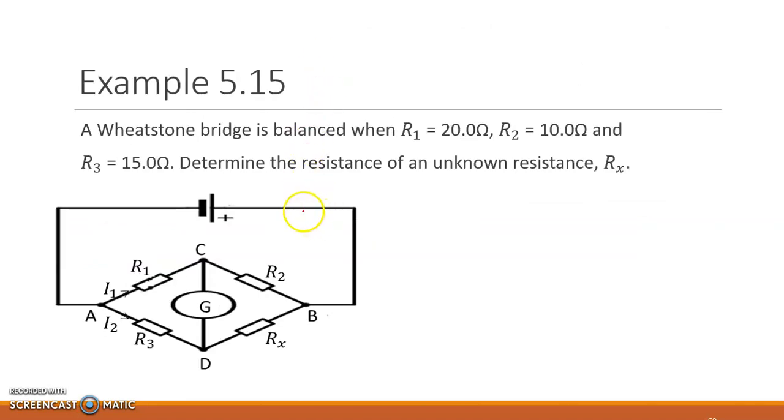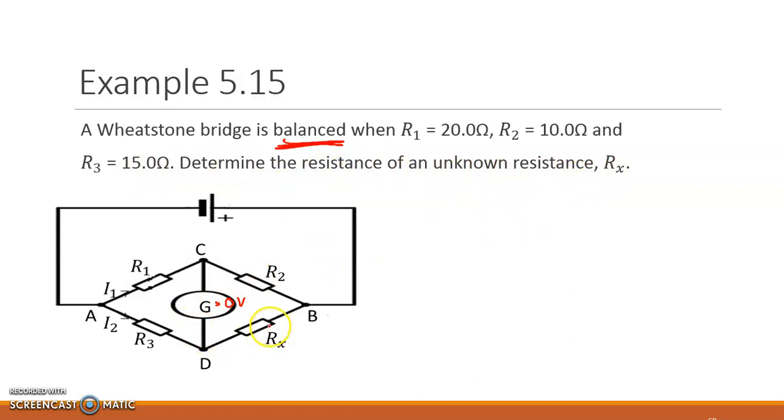Okay, let's do this example. 5.15. A Wheatstone bridge is balanced. So when it comes to bridge balance, the galvanometer will show 0 reading. R1 is 20 ohm, R2 is 10 ohm, R3 is 15 ohm. Determine the unknown resistance Rx.